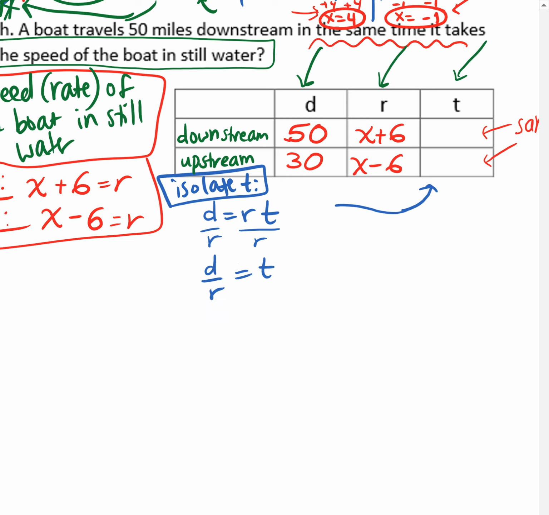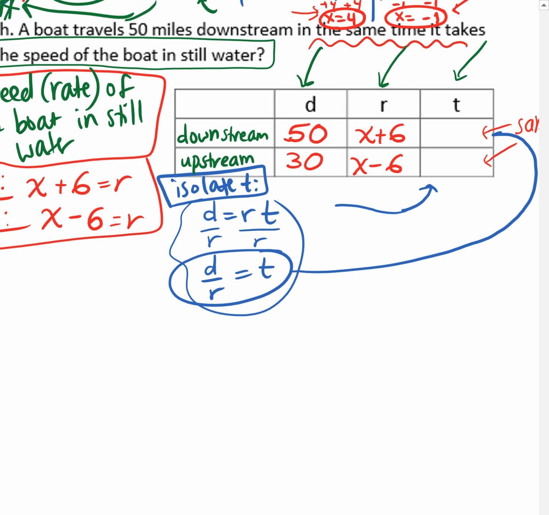Time is distance over rate. Alright, that's going to help us. So notice, for downstream, for example, if I just focus on the downstream row, the time here is going to be its distance, which is 50, over its rate, which is x plus 6, according to this formula. So the time it took them to go downstream is the distance downstream, 50, divided by its rate downstream, x plus 6. And similarly, for upstream, the time will be its distance, which was 30, over its rate, which was x minus 6.